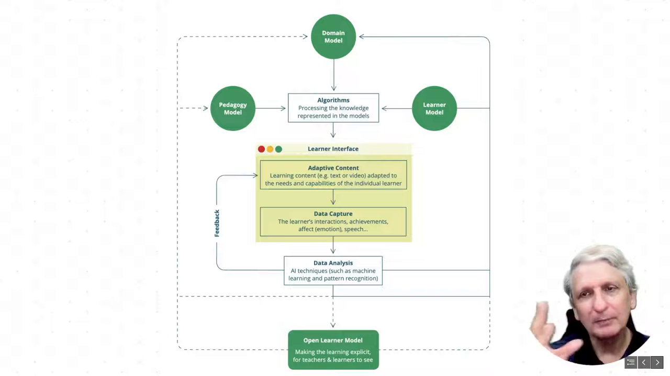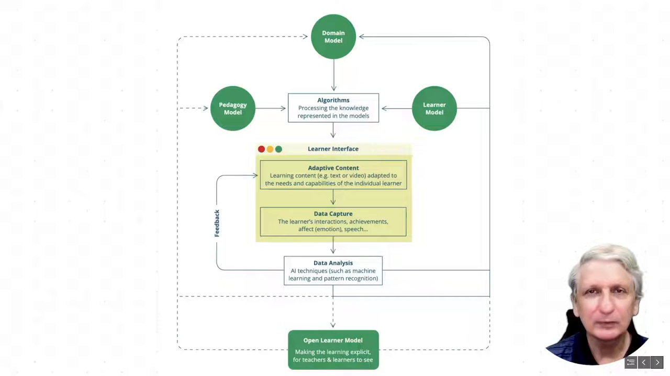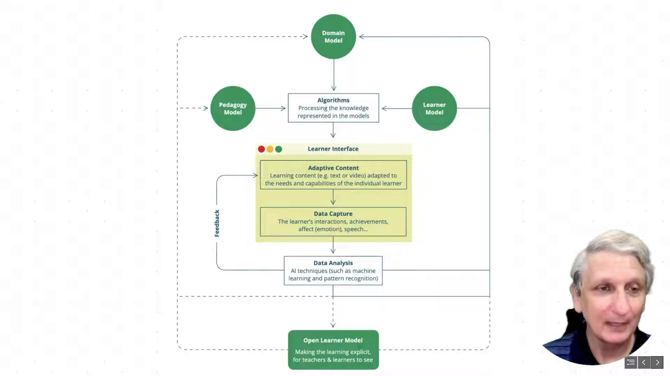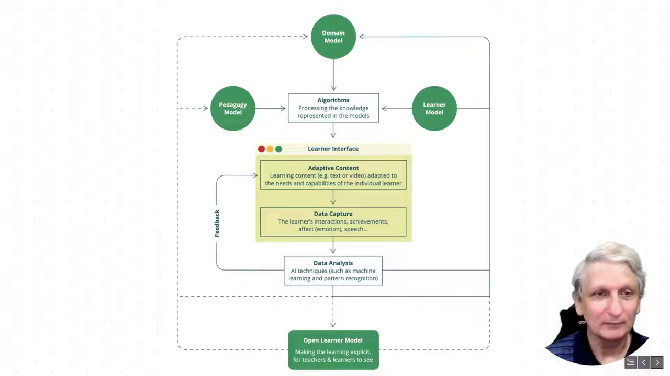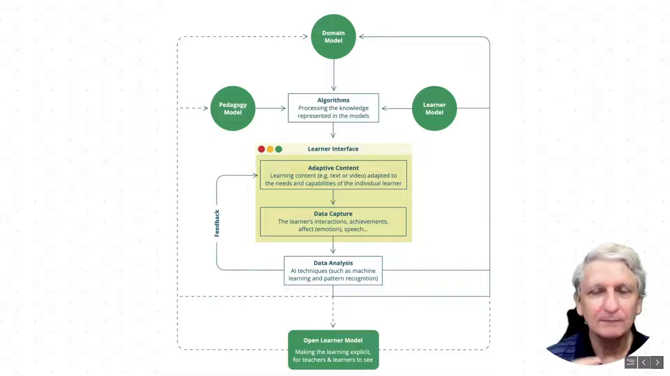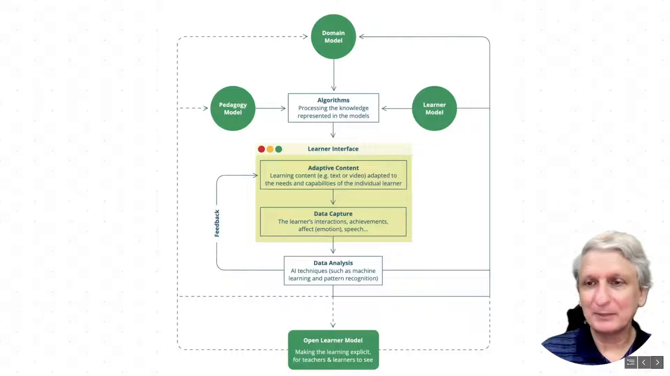So those three models represent different processes that work interactively to create an interaction with the learner, with the AI system that's helping them with their learning. And together this creates what's called a learner interface. And generally it has interactive content, which is tailored to suit the particular needs of a learner, and a process of evolving that adaptability, which is defined around data capture.